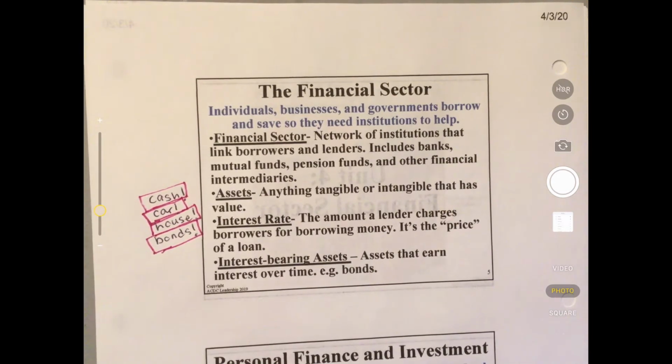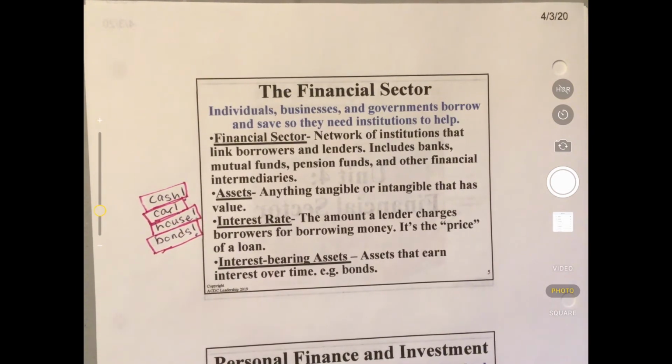All right, which brings us to our next term, interest rate. This is the amount a lender charges borrowers for borrowing money. It's the price of a loan. So when I bought my Honda Civic way back when, the interest rate was pretty low, maybe 2.9%. Well, I had to pay the price of the car eventually, but then I also had to pay the interest, because it's essentially the price of me borrowing the money now to get my car.